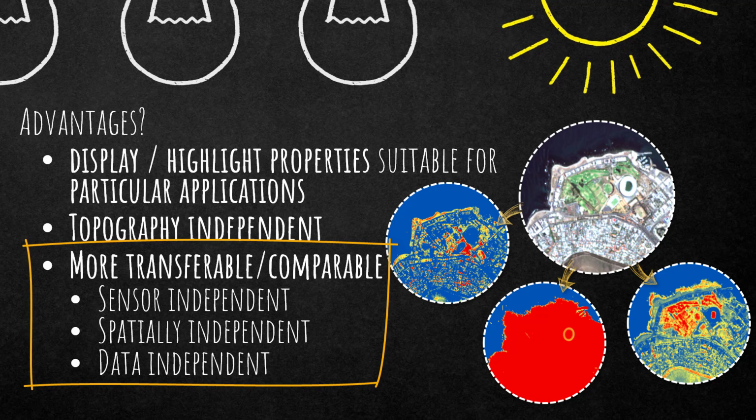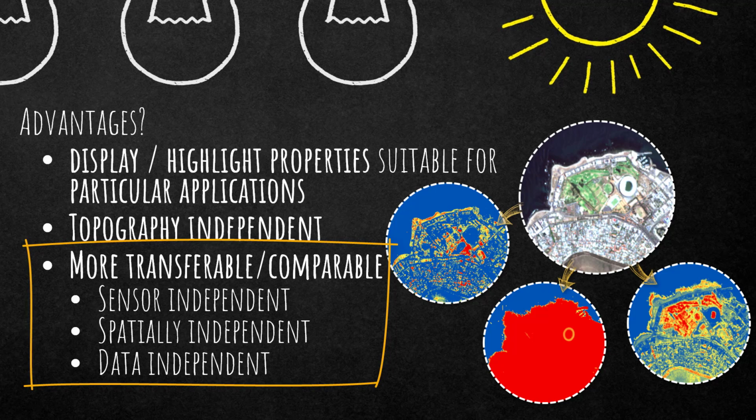Last one, data independent. It doesn't depend on the bit depth that you have. It's always gonna be the same range, right? NDVI is gonna result, for example, in a range of -1 and +1. And it doesn't matter if you have 8-bit input data, 16-bit or 32-bit. And that also makes it more comparable in between different sensors that you might have.